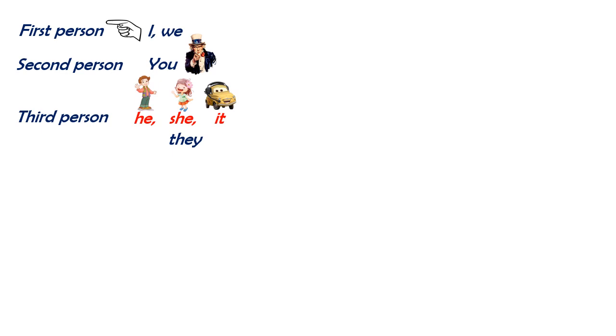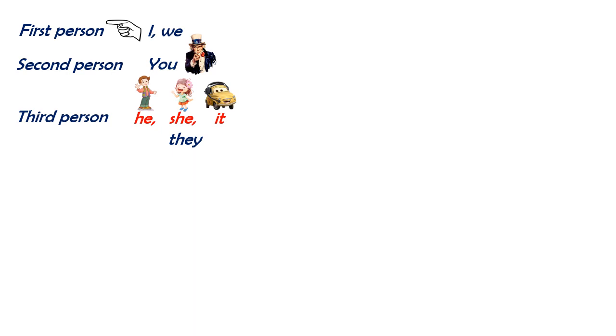Third person pronouns are he, she, it and they. They are used to indicate a third party in a conversation. Notice that here he, she and it are singular and they is plural. This is the most important part. I have highlighted the third person singular alone in red. Let's memorize it quickly. He, she, it.